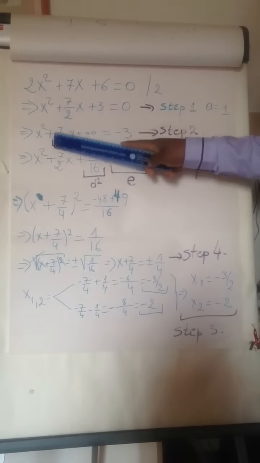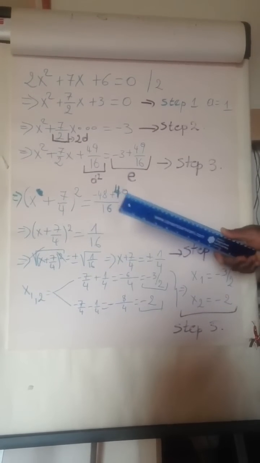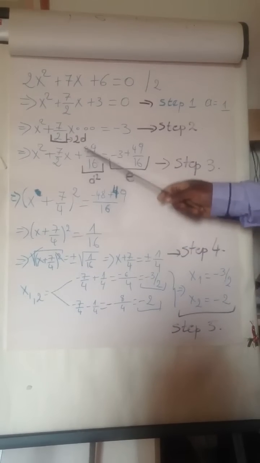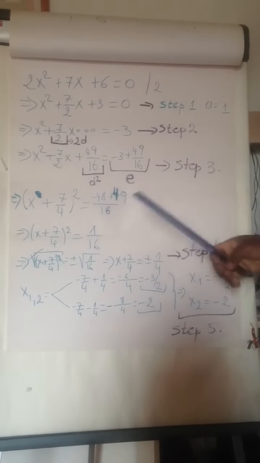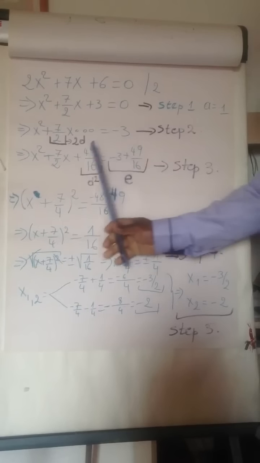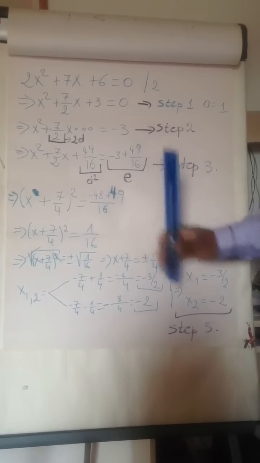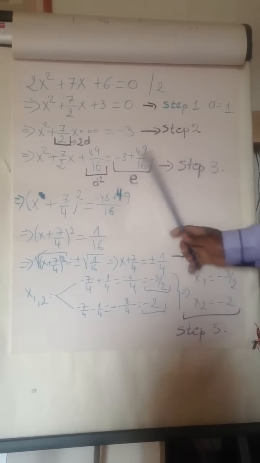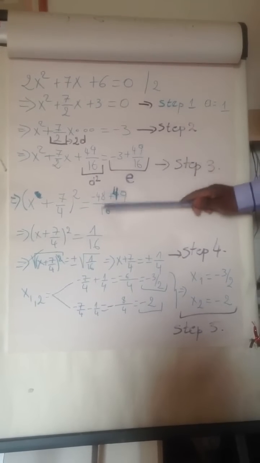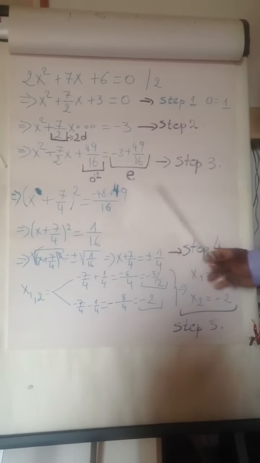We know that this value represents our 2d value. Then our d squared will be 49 over 16, that we have to put on both sides, here and there, and that's our third step. So from here we are going to now introduce the square root to find the value of x.